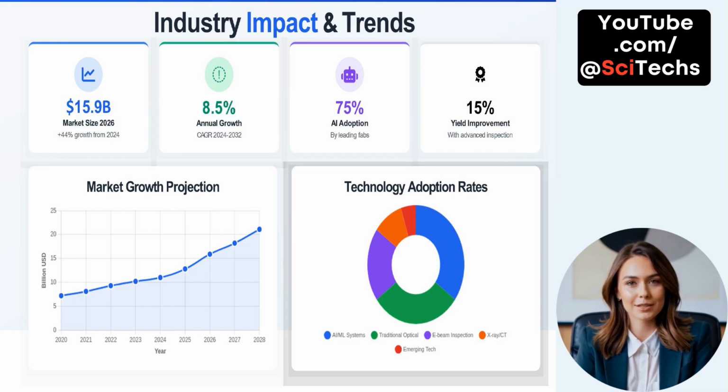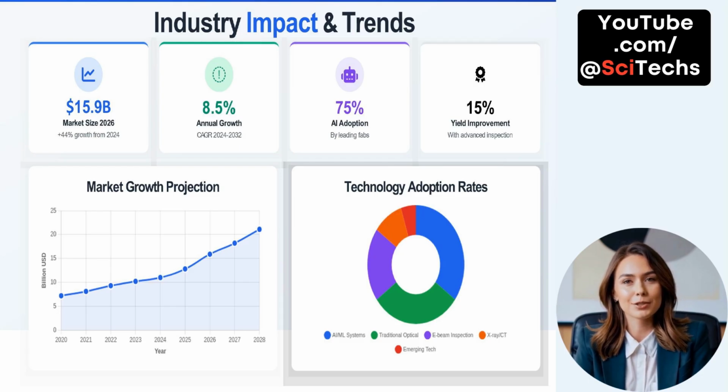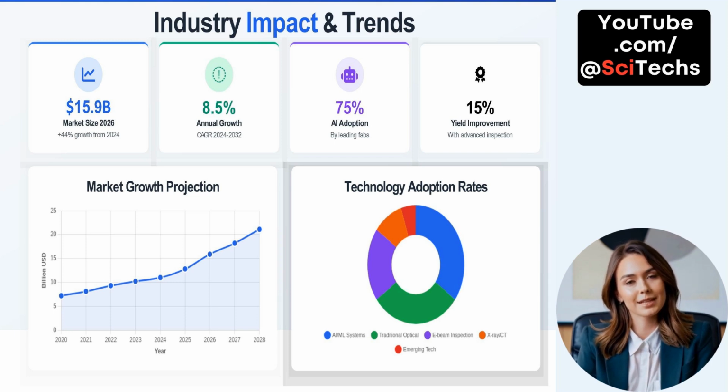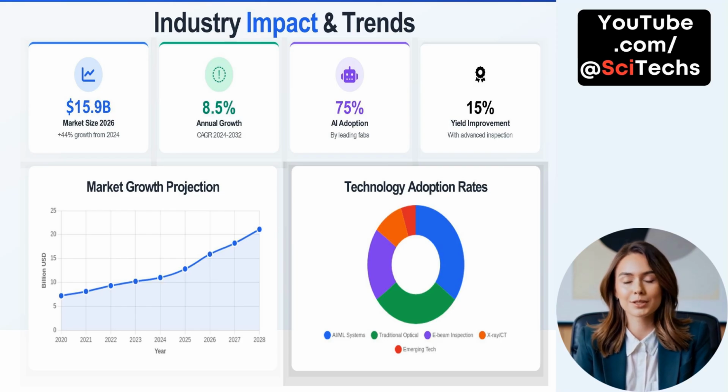across the value chain. Leading semiconductor fabs have already embraced AI with a 75% adoption rate, using it to drive faster, smarter inspection and defect classification. This technological leap is also improving yield, with advanced inspection contributing to a 15% increase.